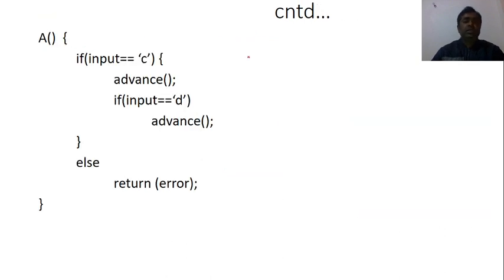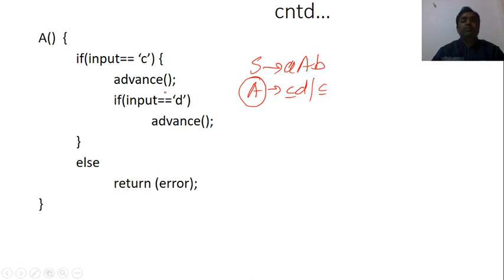This is the procedure A. Our production was S derives to AAB and A derives to cd. I am writing here c underscore, which means small c. First we will get C in both cases. That's why I have written here if input equal to C, then advance the input pointer only.